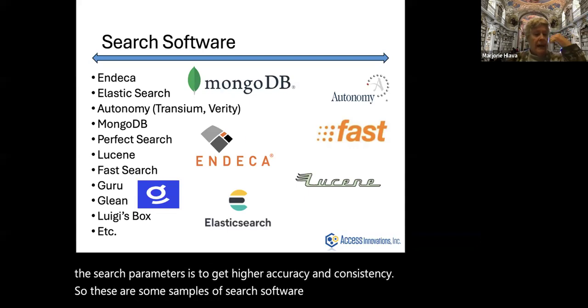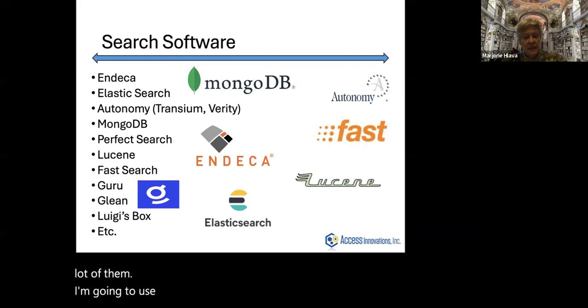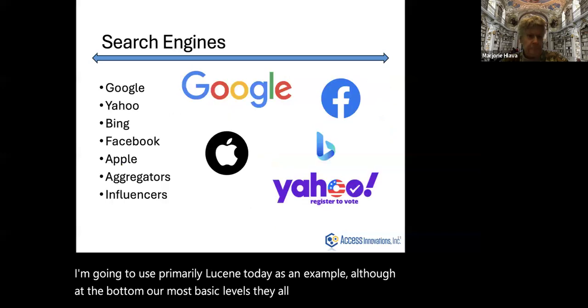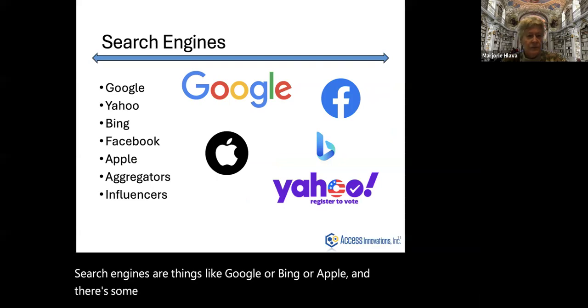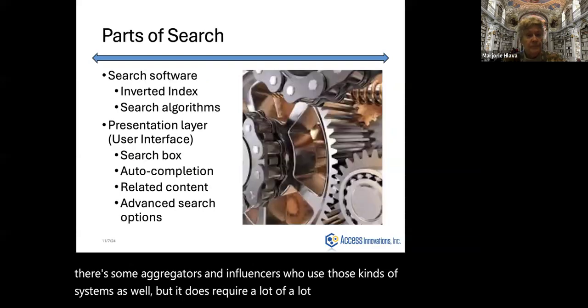There's a lot of them. I'm going to use primarily Lucene today as an example, although at bottom or most basic levels, they all operate much the same. Search engines are things like Google or Bing or Apple, and there's some aggregators and influencers who use those kinds of systems as well. But it does require a lot of data to make them work.